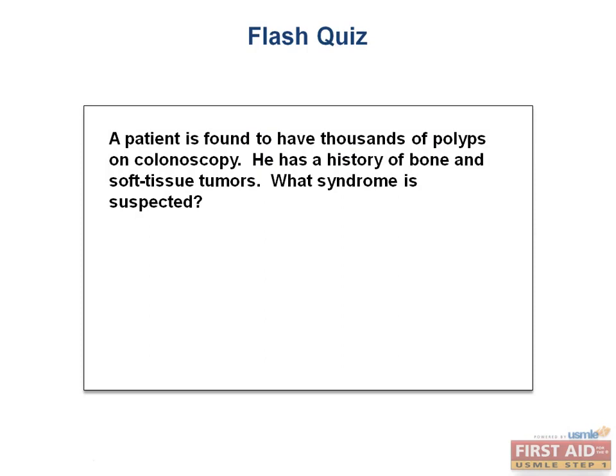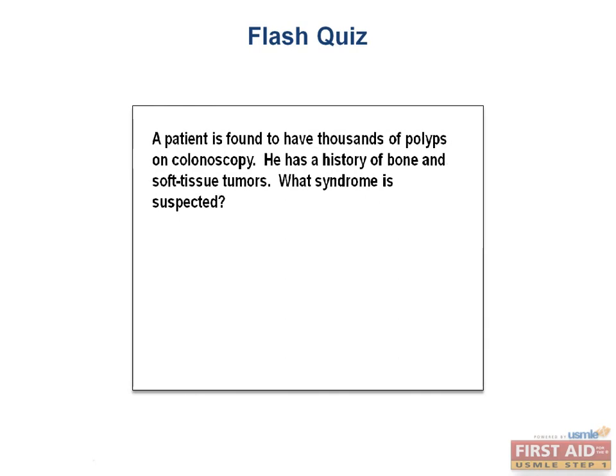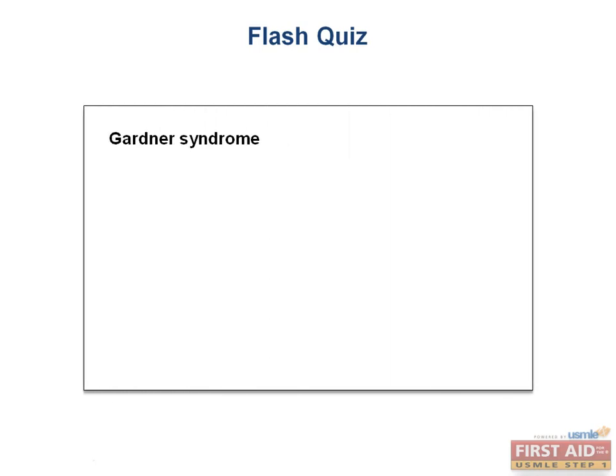Okay, let's do a flash quiz. A patient is found to have thousands of polyps on colonoscopy. He has a history of bone and soft tissue tumors. What syndrome is suspected? That's right, it's Gardner syndrome. Remember, Gardner syndrome is an autosomal dominant disease characterized by polyps in the colon with tumors outside the colon, especially osteomas, thyroid cancer, epidermoid cysts, and fibromas.